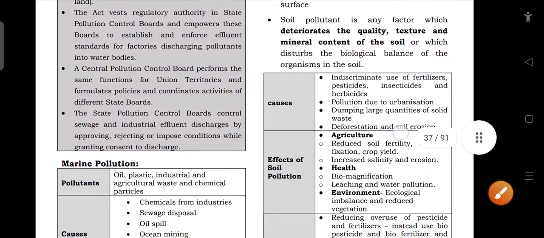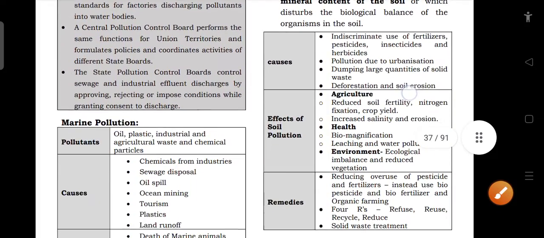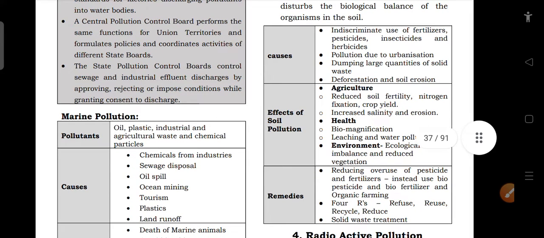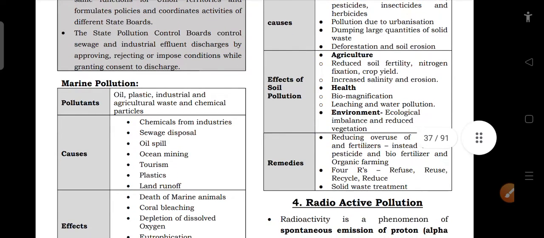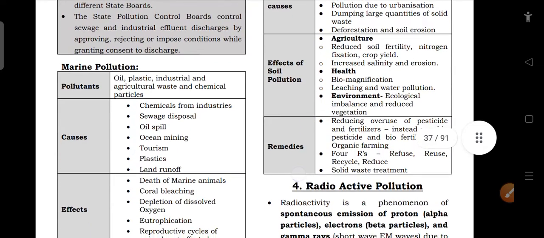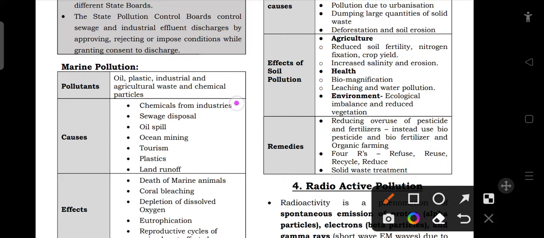And what are the marine pollutants? The pollutants are oil, plastic, industrial and agri waste, chemical particles. These are some of the marine pollutants. And what causes them? They are caused by chemical release from industry, sewage disposal, oil spill, ocean mining, tourism, plastic, land runoff.